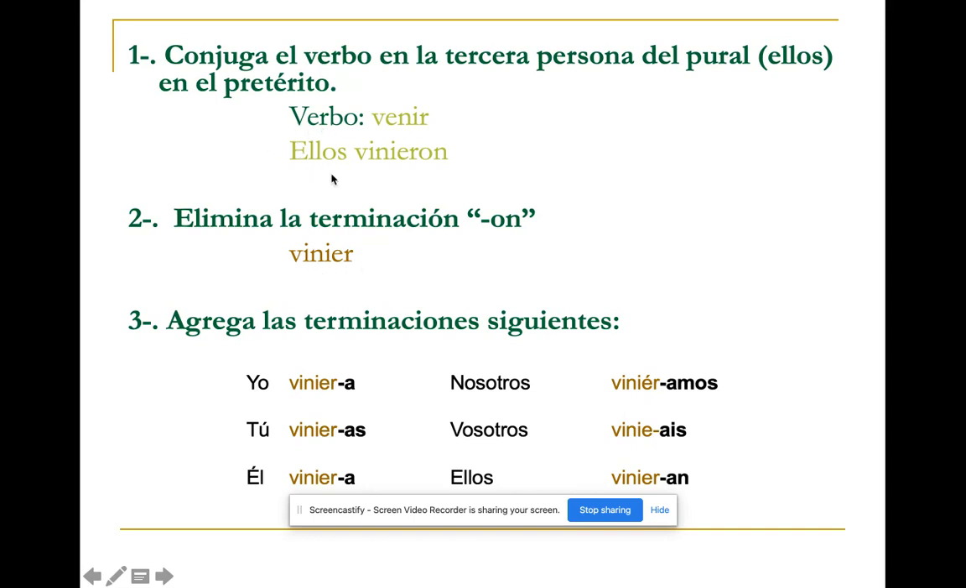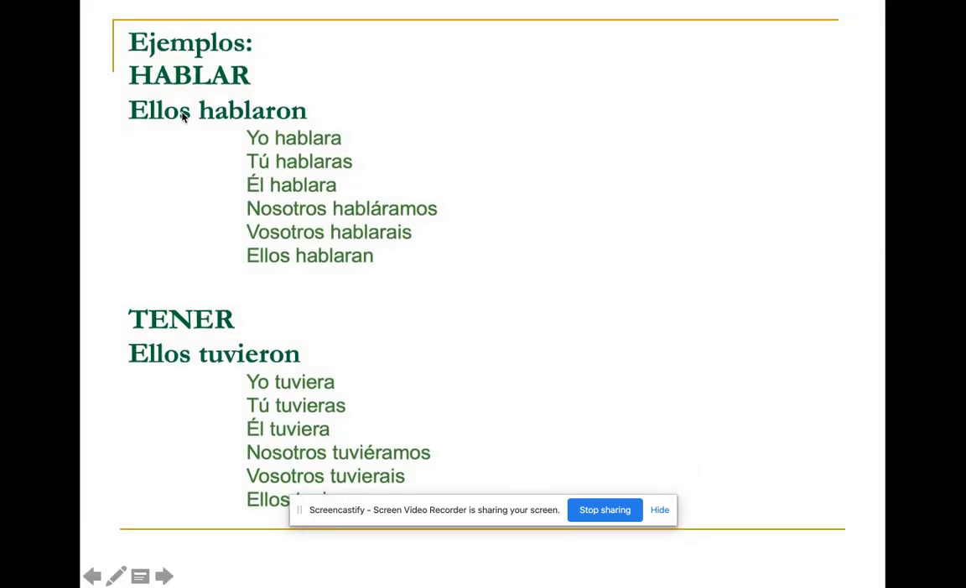And you are always going to start with the ellos form, even if you want tú, él, or nosotros. Always start with ellos in the preterite. Drop the O and add these endings. So if you have the verb hablar, you have ellos hablaron, drop the O and add the endings. Tener would be tuvieron.